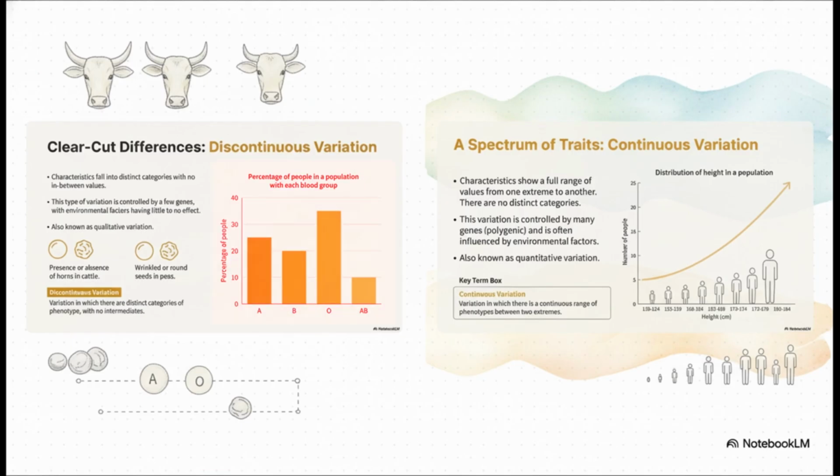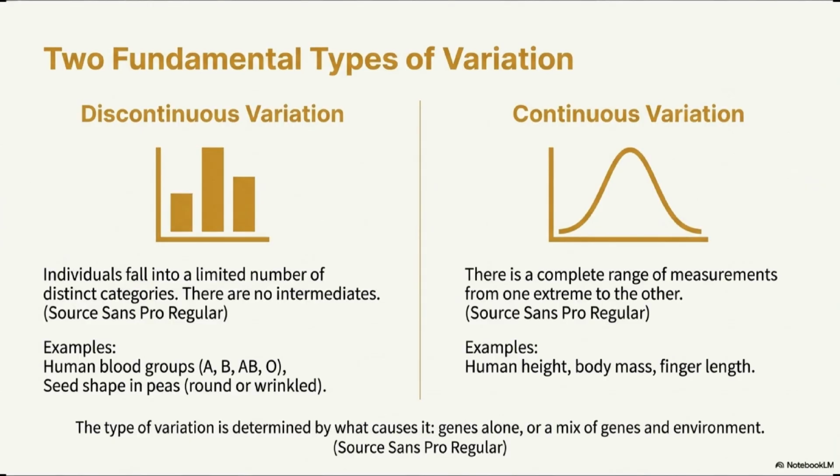On one side, you've got these neat, separate boxes, like blood groups. You're either A, B, AB, or O. There's no in between. But on the other side, you've got a smooth spectrum, like height. You're not just short or tall. There's a whole range of possibilities. And this table breaks it down perfectly. That first type, with the clear-cut categories, that's called discontinuous variation. It's usually controlled by just one or a few genes. But the second type, the smooth spectrum, is called continuous variation, and that one's way more complex. It's controlled by lots of genes working together, plus the environment plays a role. It's a much bigger picture.